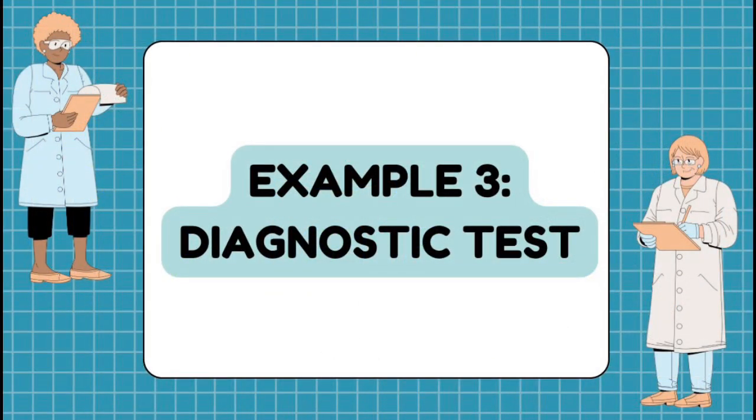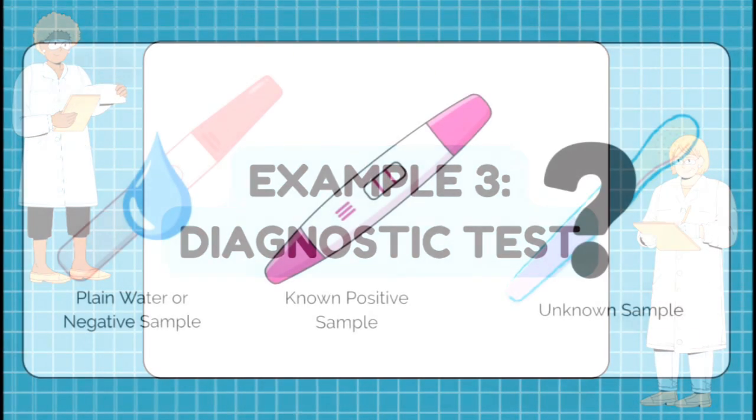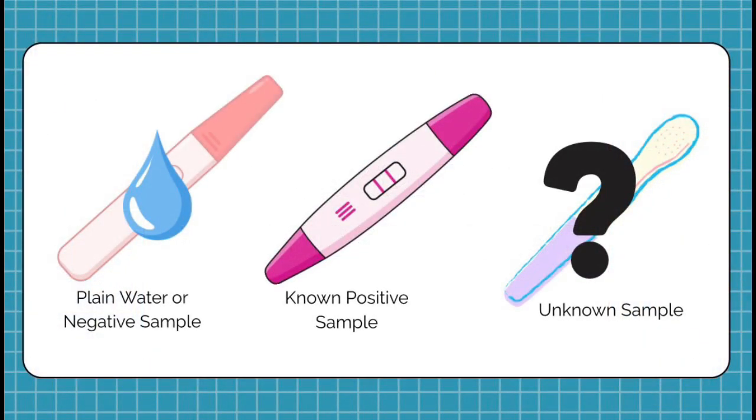Example 3 is a diagnostic test such as a COVID or pregnancy test. In this scenario, you are running a diagnostic test strip. The negative control would be plain water or a negative sample. The positive control would be a confirmed positive sample. And the experimental group would be the patient's unknown sample, which is what you're actually testing.